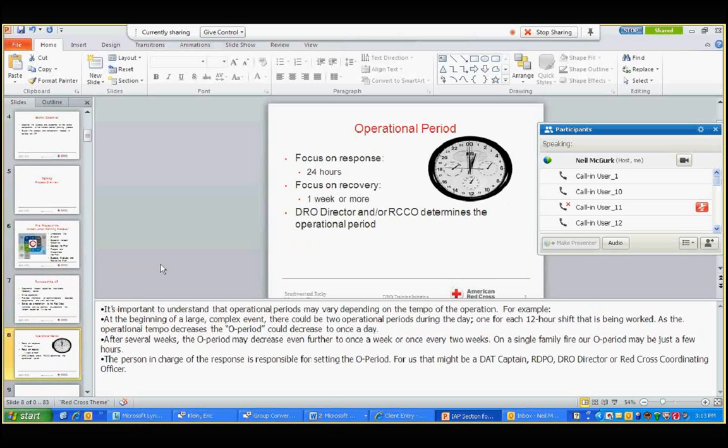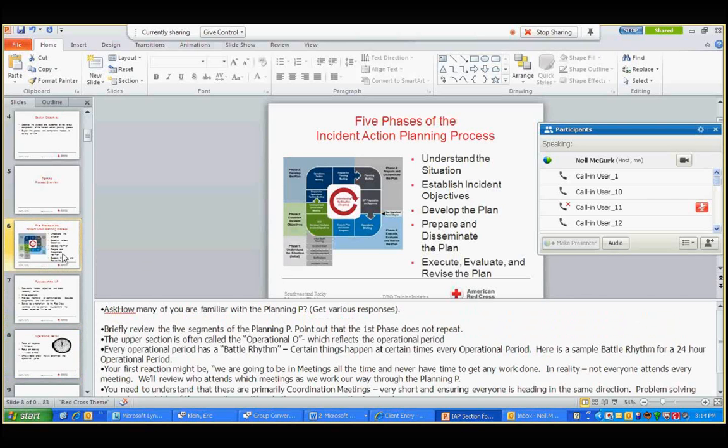The next focus is on the operational period, discussing how it focuses on response, and then when we move into longer term recovery, we can move to one week or more for the operational period. And this is a good time to refer back to that planning P, and inform people that an operational period means you're completing one cycle of the planning process every operational period. So if the operational period is a day, 24 hours, then you're going to complete one revolution of the process every day. If it's a week, it's the same thing, one revolution of the process every week.